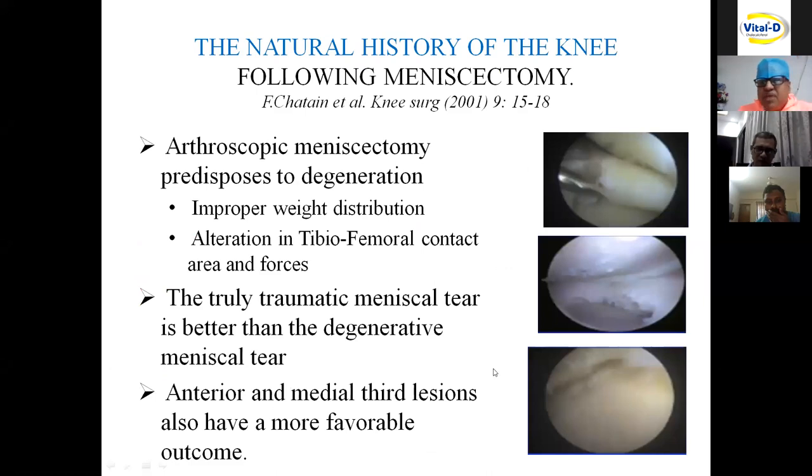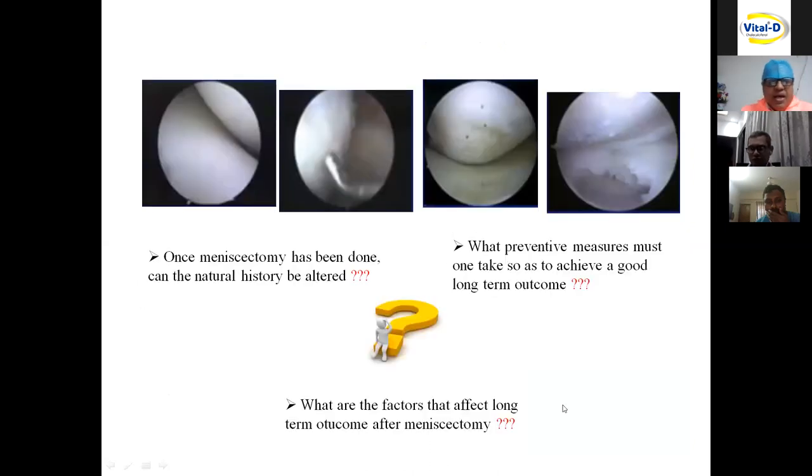You can see some arthroscopic pictures, the development of degeneration. This is after arthroscopic meniscectomy was done, and early degeneration is developing. These are all pictures I have taken. These are early degeneration signs after meniscectomy. This is an altered surface. You can see the degenerative changes in the knee joint.